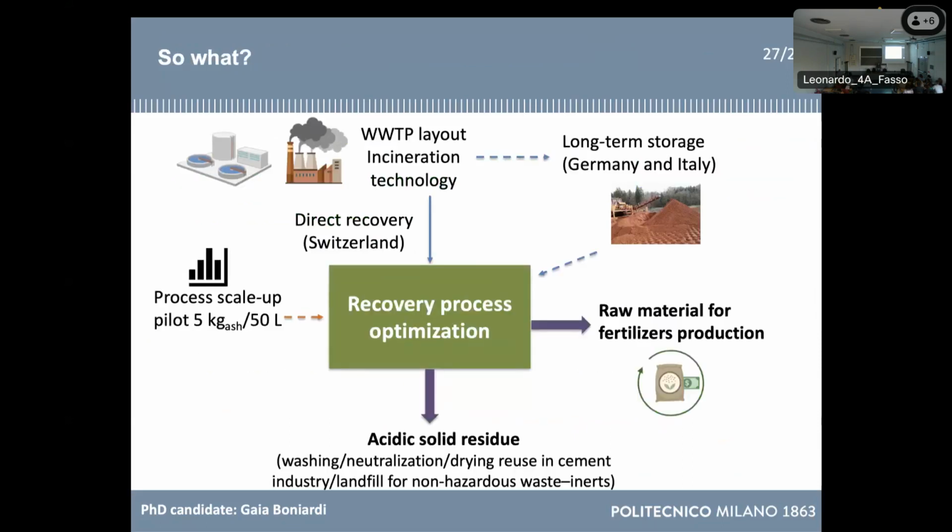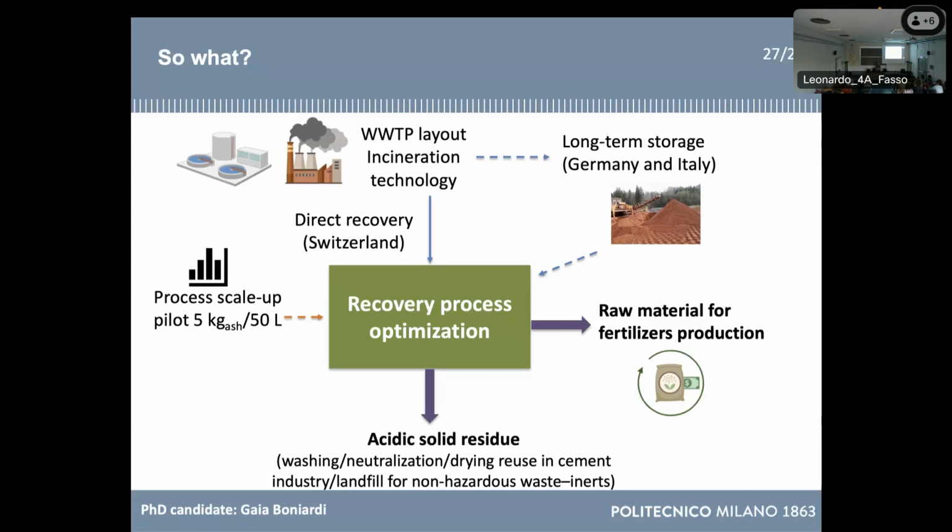So what? We came to the end, to the conclusion. From the first task, we understood how the type and configuration of the wastewater treatment plant and incineration technology can affect the ash composition and then the recovery process. We can have two different situations. For instance, in Switzerland, the idea is to produce the ash and process the ash directly after the production.